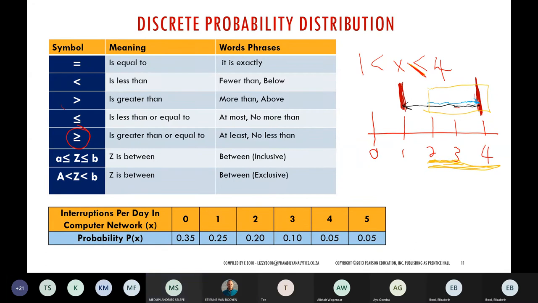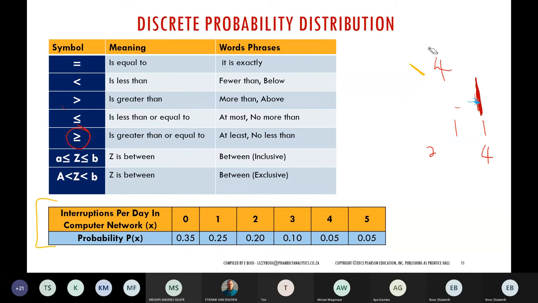All right, so now let's take this table. Remember our table that we started with of the interruptions per day? Here is our table. Let's apply all what we've just learned right now. So now I'm going to just choose any value at random. I'm going to use the symbol, not the phrases.